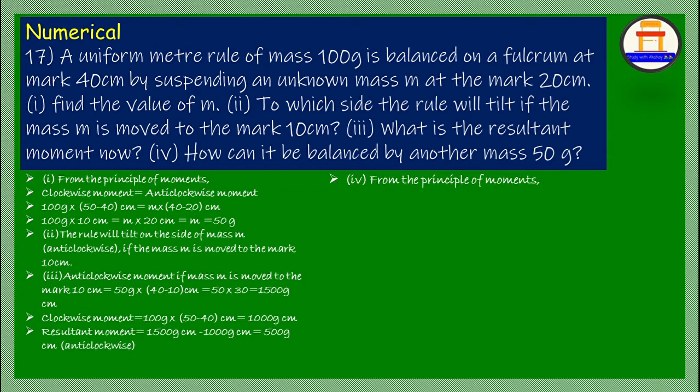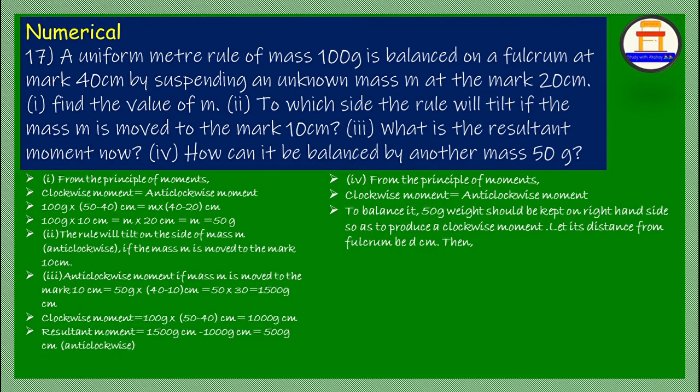Next, first question. How can it be balanced? So from the principle of moments, we have clockwise moments equal to anti-clockwise moments. So to balance it, a 50-gram weight should be kept on the right side so as to produce a clockwise moment. Let its distance from the fulcrum be d centimeter.